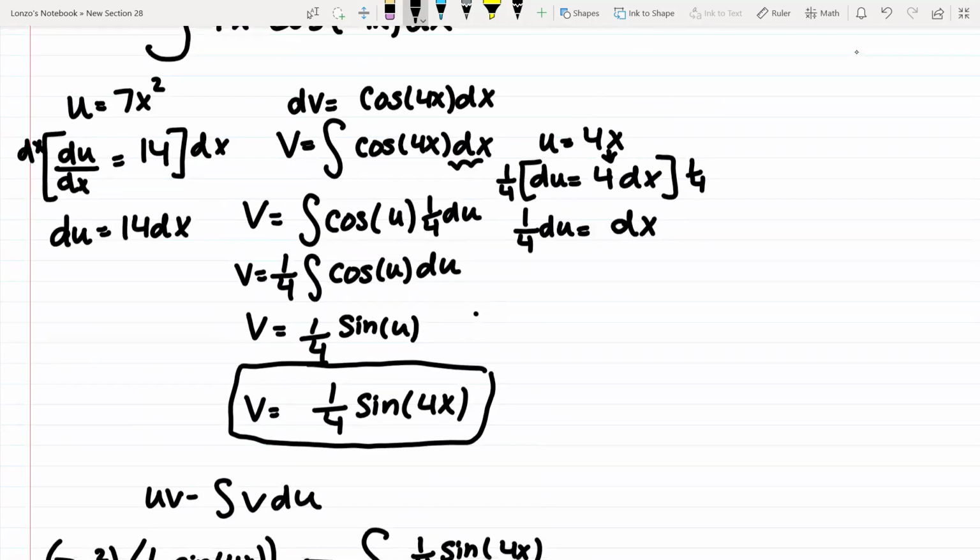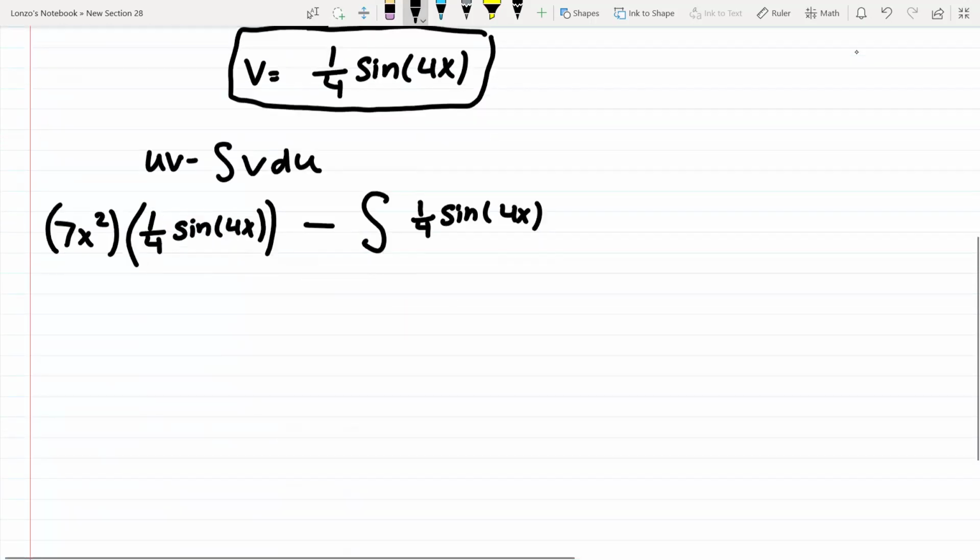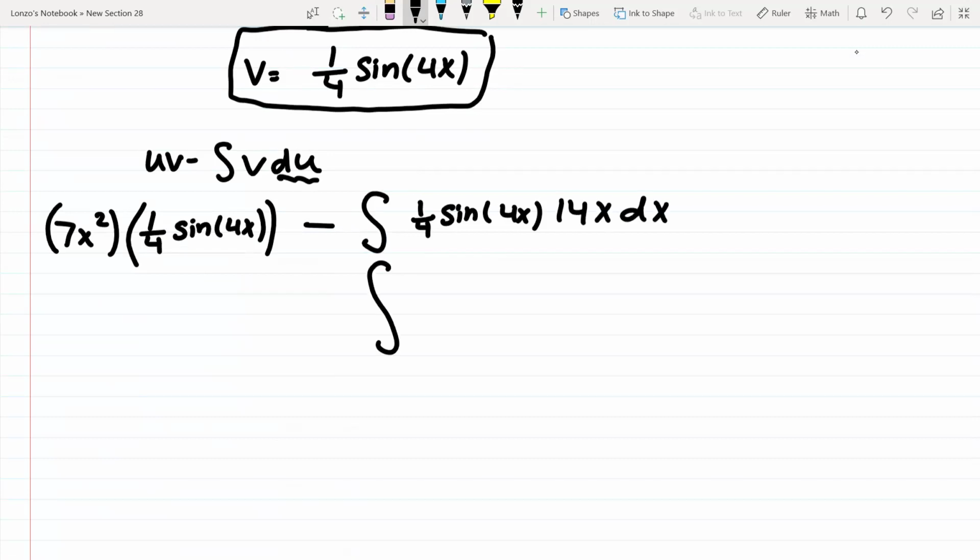This should be my mistake. Du should be 14x dx, not 14 dx. Okay, so now if we go back to this step, we replace du with, so it's the integration of v du, so our v is 1/4 sin of 4x, and then our du is 14x dx. Okay, I guess we can start cleaning this up. 14 times 1/4, that's 14 over 4. And then you have this x. And then you have sin of 4x dx.